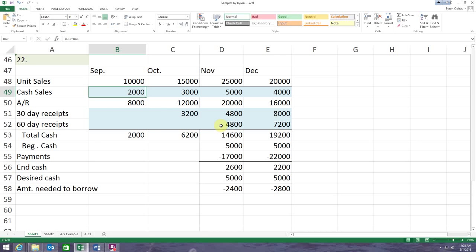Materials cost $7 per unit and are paid for in the month after production. Labor cost is $3 per unit and is paid for in the month incurred. Fixed overhead is $10,000 per month, and dividends of $14,000 are to be paid in May. 8,000 units were produced in February. Okay. Complete a production schedule and a summary of cash payments for March, April, and May. Remember that production in any one month is equal to sales plus desired ending inventory minus beginning inventory.